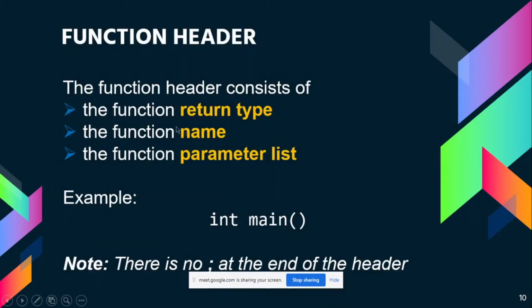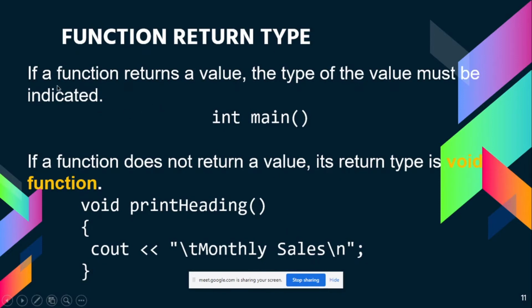So, what is a function header? A function header consists of the return type. Going back to the earlier example, int main: the return type is int, the function name is main, and the parameter list is the parentheses. If a function returns a value, the type of value must be indicated. If it needs to return a value later on, you need to put a data type. What kind of value does it need to return? Is it an integer? Is it a string? Or is it a double? Or a float? You can put it here.